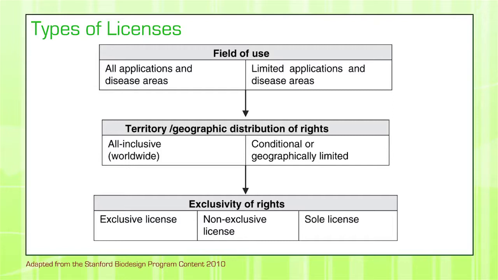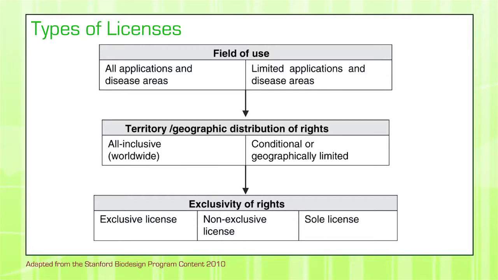After that, we can think about territory, or geographic distribution of the rights. As you know, there are different national phases and international patent applications, and it's important to define where, if there is any condition to that, you want to provide those licensing rights. In these terms, distribution of rights could be either worldwide or all-inclusive, or it could be conditioned to some geographic area or nation. And finally, you can work a little bit with the exclusivity rights on any licensing agreement.